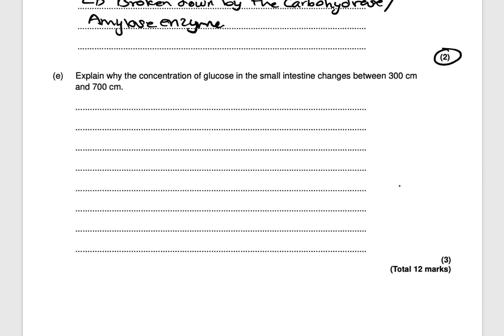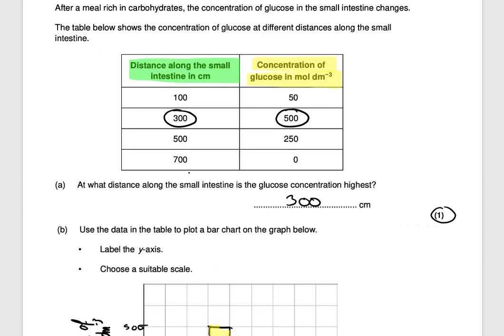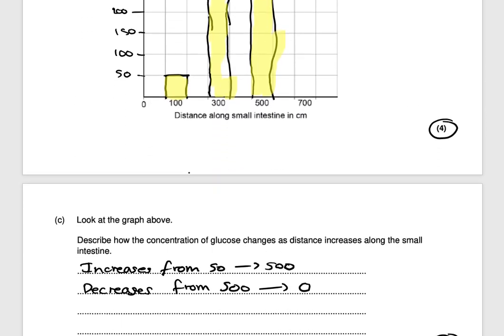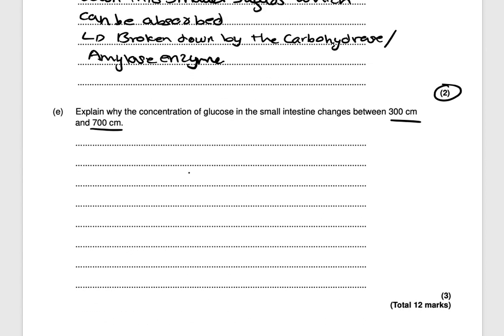Next question, 3 marker. Explain why the concentration of glucose in the small intestine changes between 300 centimeters and 700 centimeters. So if we go back to our table, 300 to 700, it decreases. So why does the concentration of glucose decrease? That's what the question is saying. Okay, so the concentration of glucose decreases in the small intestine because the glucose which has been broken down has been absorbed into the blood.